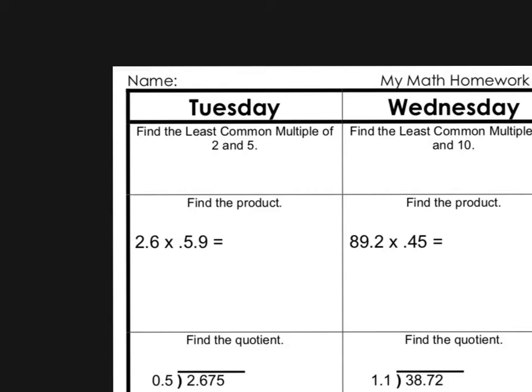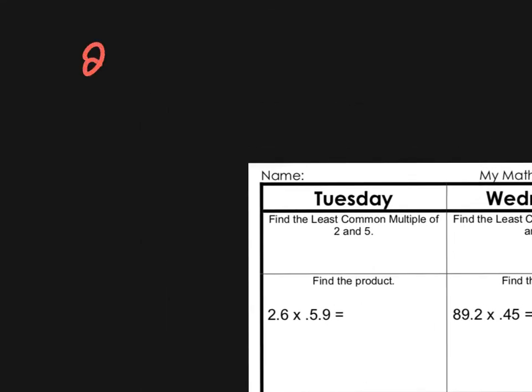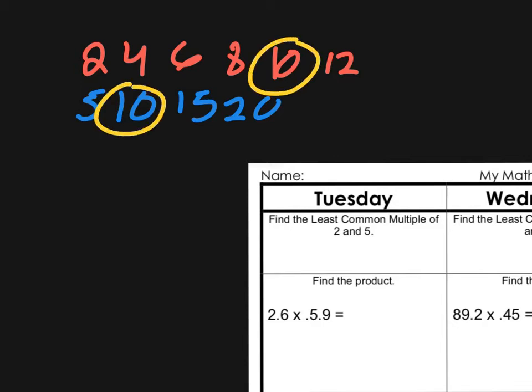So if you want, you can list out your multiples of 2 and 5. It'll go 2, 4, 6, 8, 10, 12, and so forth. For your 5 is 5, 10, 15, 20. And then the one that they have in common is going to be 10. So 10 is the least common multiple of 2 and 5.